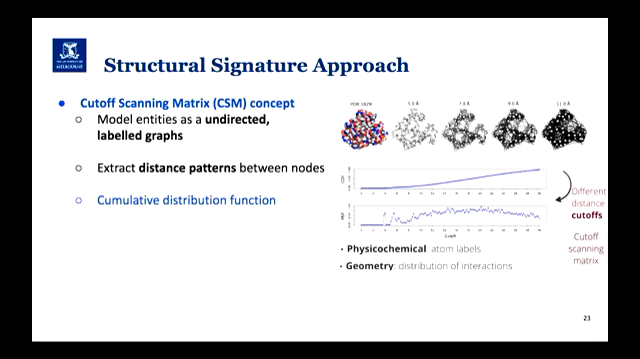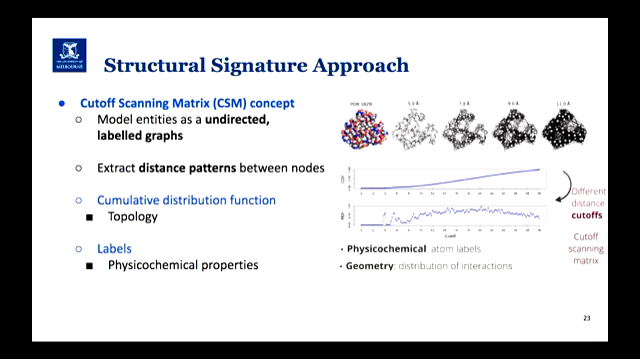And the cutoff scanning part is basically, if I vary how I generate this graph, I'll have a series of graphs and a cumulative distribution or a probability distribution of the number of labels I have. And if I generate this per label type, let's say between hydrophobic amino acids, between positive and negative, I'll be able to represent both topology and physical chemical properties.